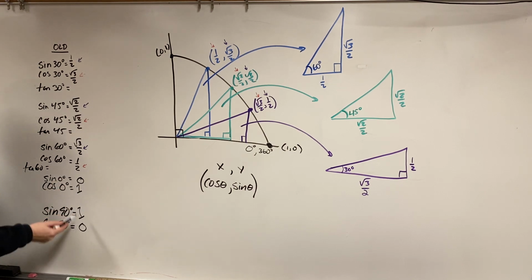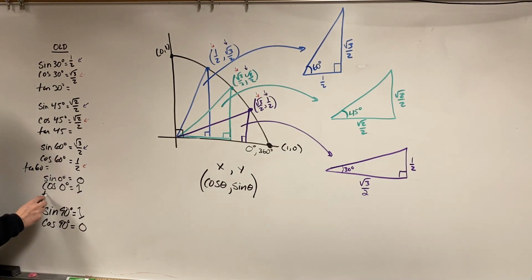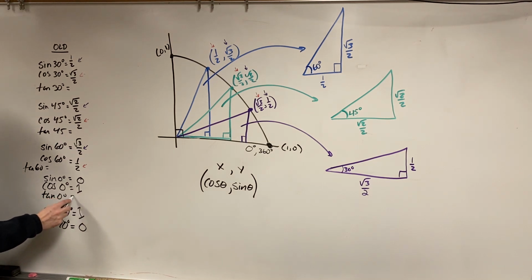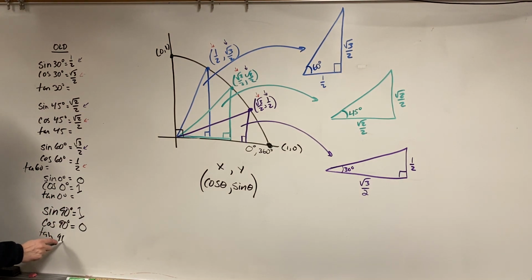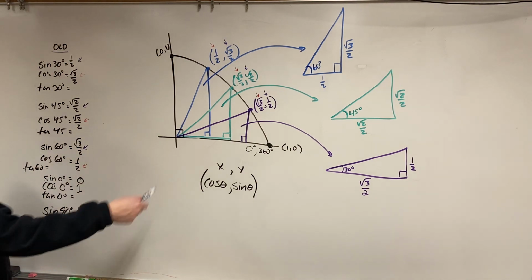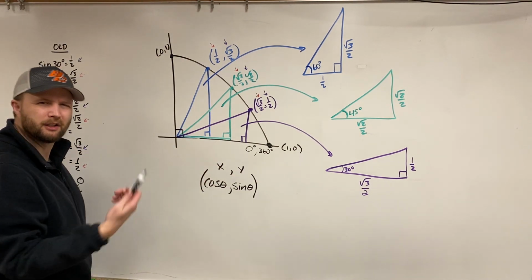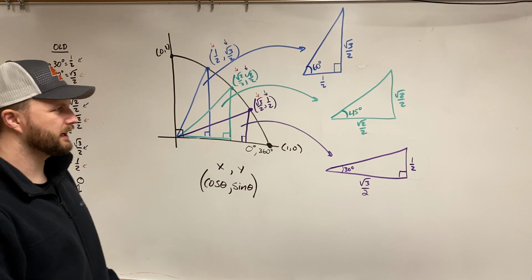And now we have something else to consider. What about with these 0 and 1 situations? What would the tan of 0 degrees be? What would the tan of 90 degrees be? Or any other point on the unit circle, what would be going on with tangent?